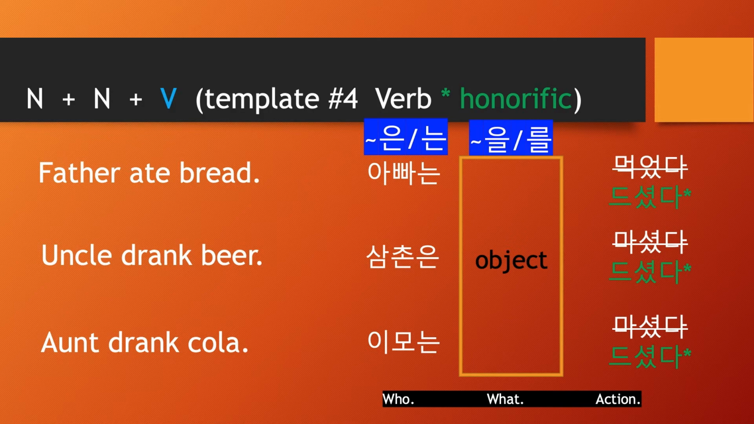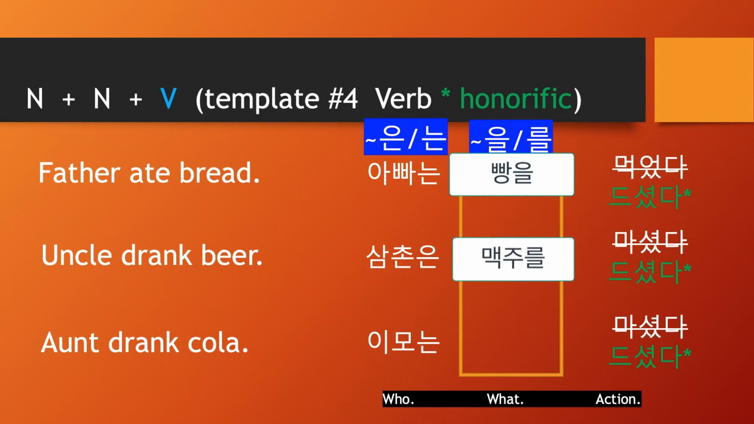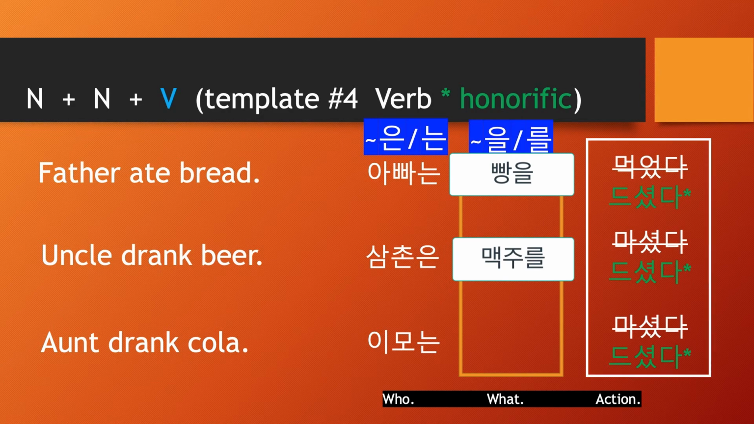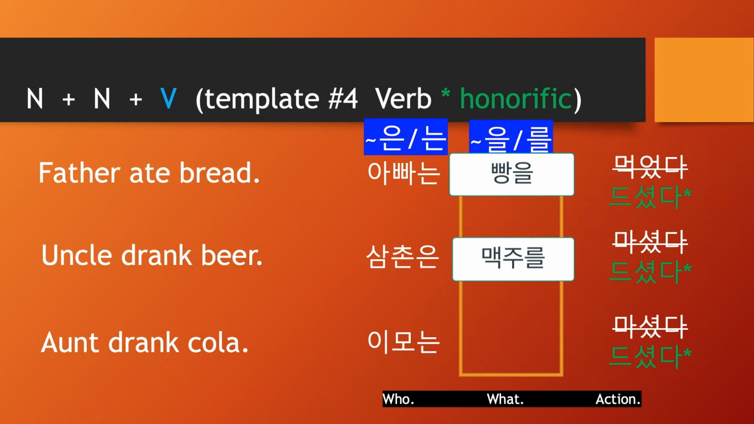Now we need to fill in the second N, object nouns, with some food. Bread is 빵. So 빵을 드셨다. Beer is 맥주. 맥주를 드셨다. Drank is 마셨다, but we use same honorific expression 드셨다 for drinkable food as well as regular food. So we can use 삼촌은 맥주를 드셨다. Uncle drank beer.